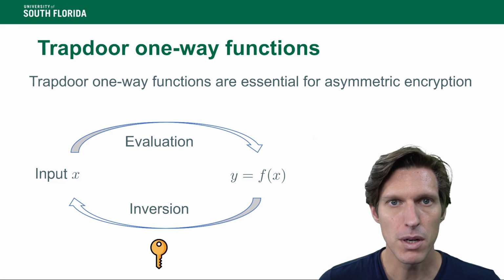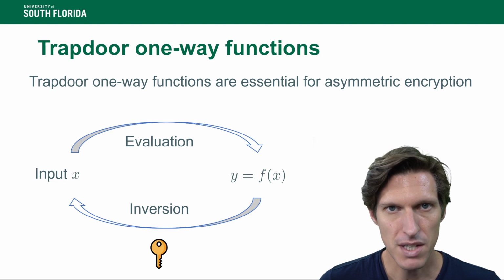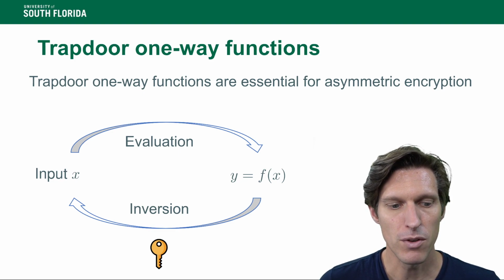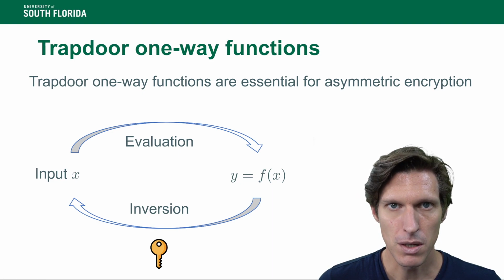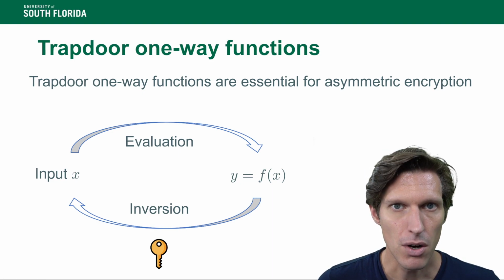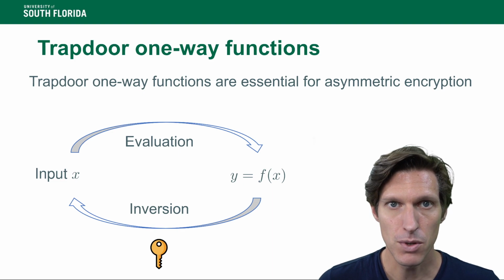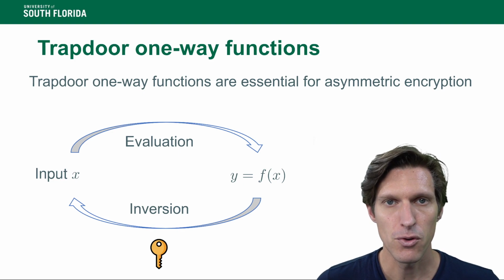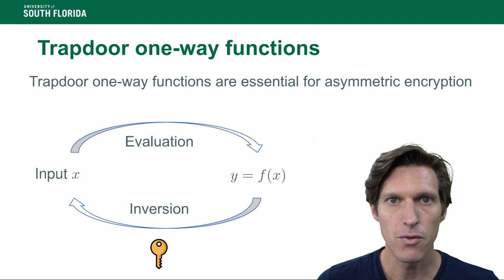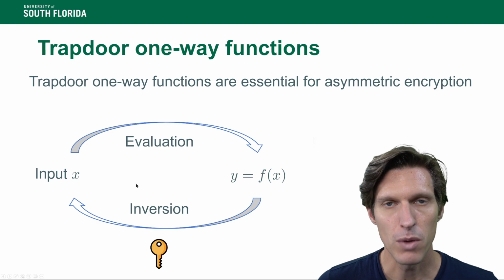And remember, the prototypical example of a one-way function that we mentioned in our lecture on mathematical background was factoring versus multiplication. So if you find a trapdoor for factoring, then that would make this a trapdoor one-way function.